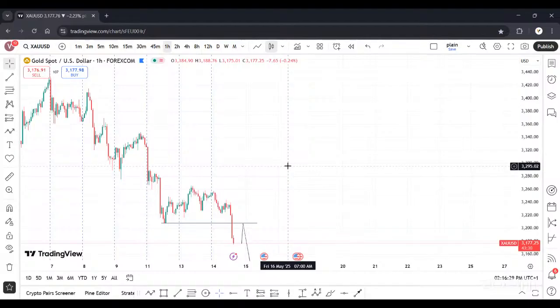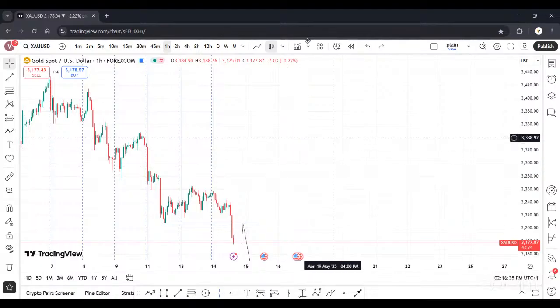Okay, so this is my analysis on gold. Currently, I'm just waiting for a pullback. When it gets there, I'll be selling gold to the downside. Okay, so I hope this is clear and very objective for everyone.